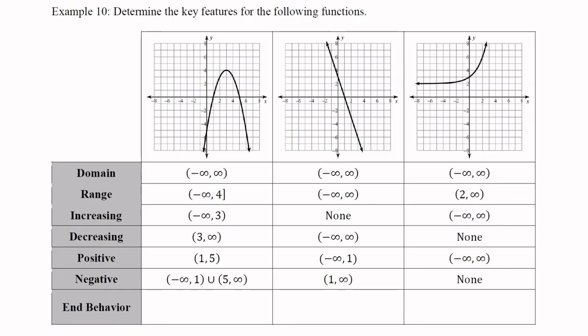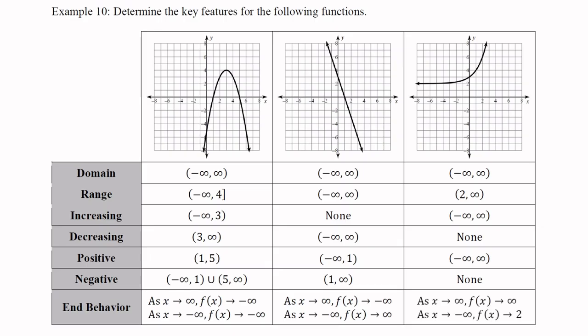For the end behavior, we're concave down on the parabola, so both ends are going to go to negative infinity. For the linear function, as we go to infinity in the x, f of x goes to negative infinity. As x goes to negative infinity, f of x goes to positive infinity on the left-hand side. And then for the exponential, as x approaches infinity, f of x goes to infinity. And then on the left-hand side, we're approaching 2.